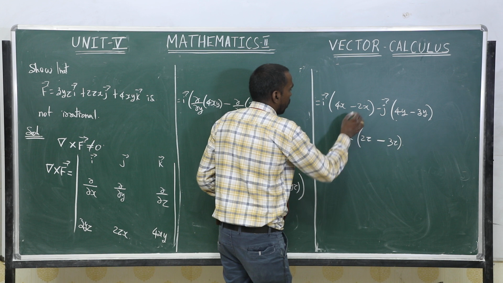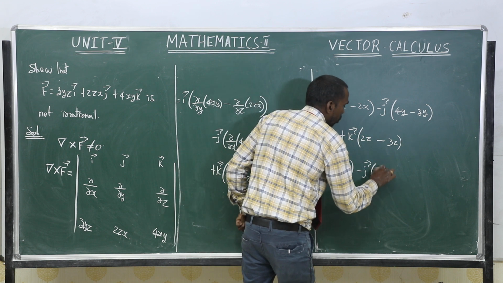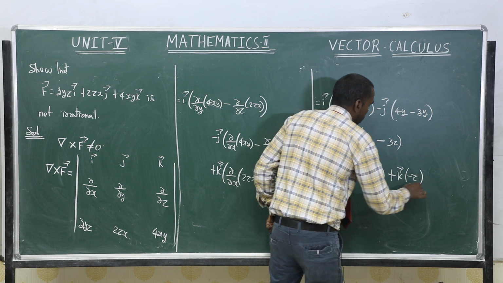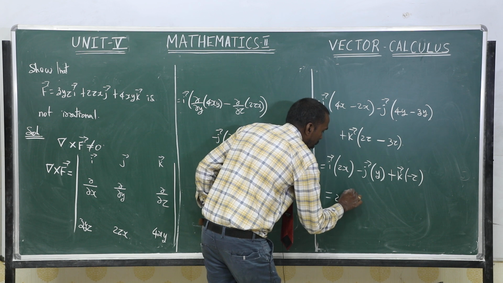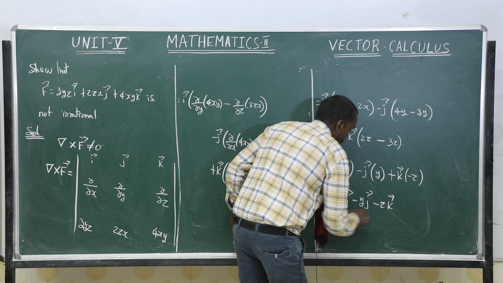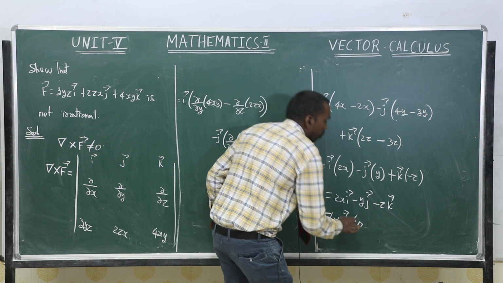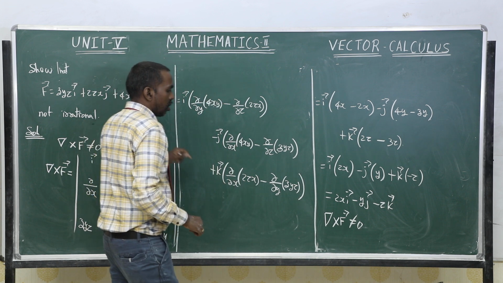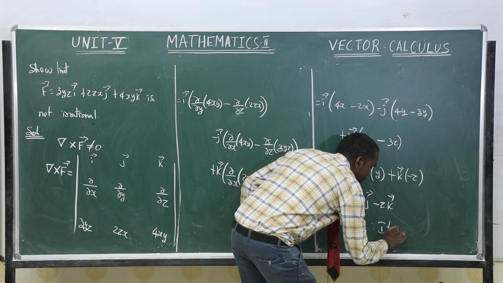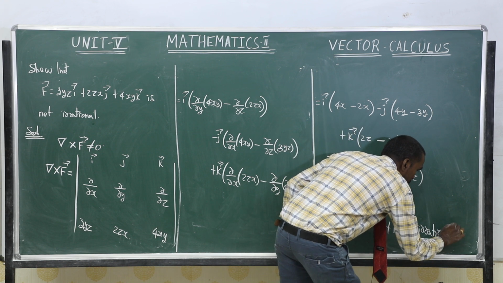So what do we get finally? i vector 4x minus 2x is 2x, minus j vector 4y minus 3y is y, plus k vector 2z minus 3z is minus z. So finally we get 2x i vector minus y j vector minus z k vector. This is del cross F vector, which is not equal to 0. So therefore it is not irrotational. Hence proved.